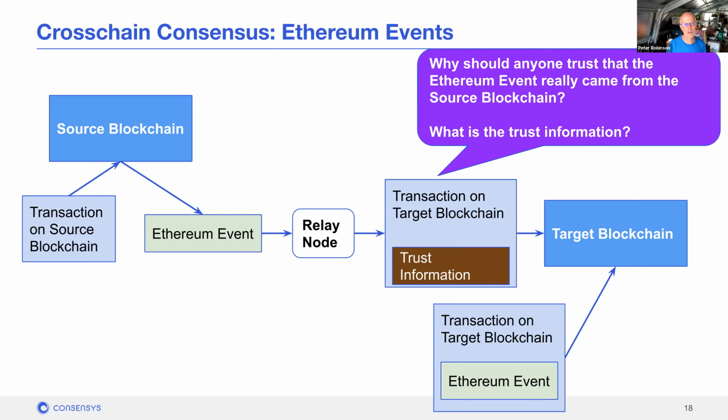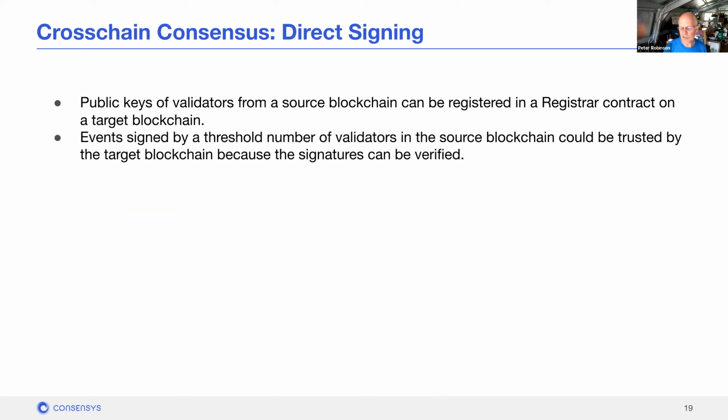So there are a few ways of doing this. So one way is direct signing. And so you can imagine you register the public keys of validators that are on the source blockchain into a registration contract on the target blockchain. And so you set a threshold number of signers from the source blockchain, so that then on the target blockchain, you're going to trust that event.